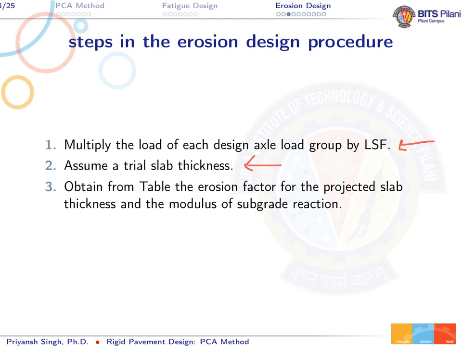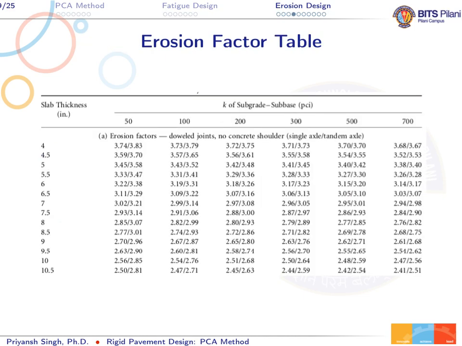Obtain from the table the erosion factor for the projected slab thickness and the modulus of subgrade reaction. Again, one table will be given which will include erosion factors for different moduli of subgrade reaction and for different assumed thicknesses. This is a typical example of an erosion factor table. So here, corresponding to a slab thickness for a value of K, you can read the corresponding erosion factor.